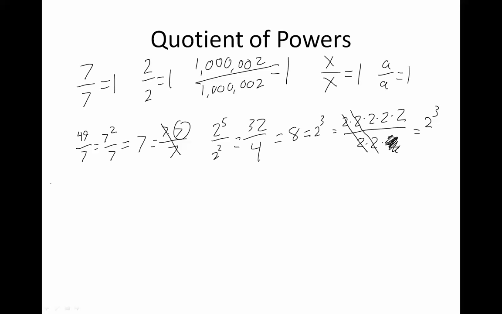So notice how when we're dealing with bases that are the same, right, 7 and 7, 2 and 2, we can essentially, if we write it all out, cancel out those like bases from numerator to denominator. Well, this kind of leads to a rule that can help us do this very quickly without having to do this actual cancellation.